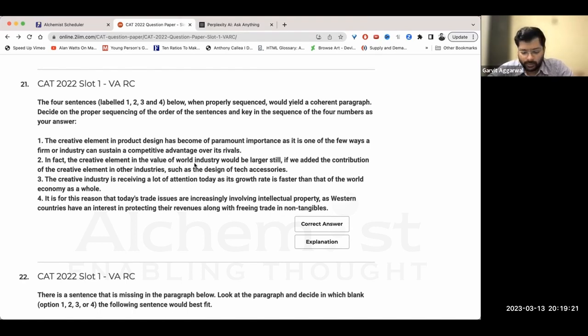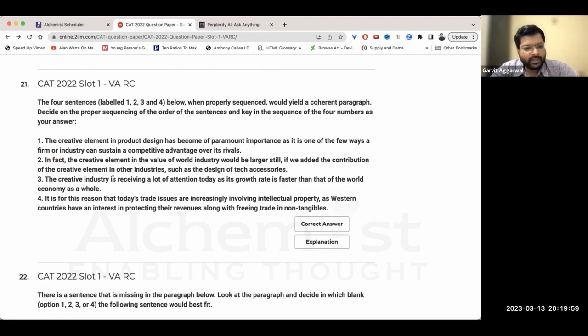Which sentence is the best introductory sentence? Third one. Third, everybody agrees? देखो logically वो first starting point है ना, creative industry, सब कुछ creativity के बारे में बात हुई है, ठीक है? इसमें creative element in product design, a very specific thing. We would prefer to go on from general to specific. That is why it's preferable not to use it as a first sentence. In fact means it has to definitely come after something else. It would be strengthening another idea.